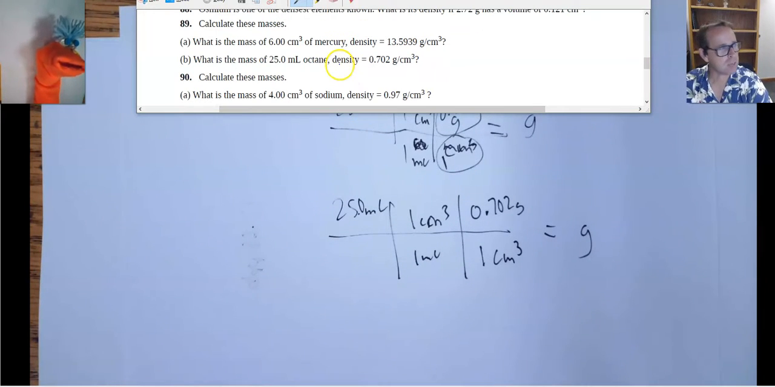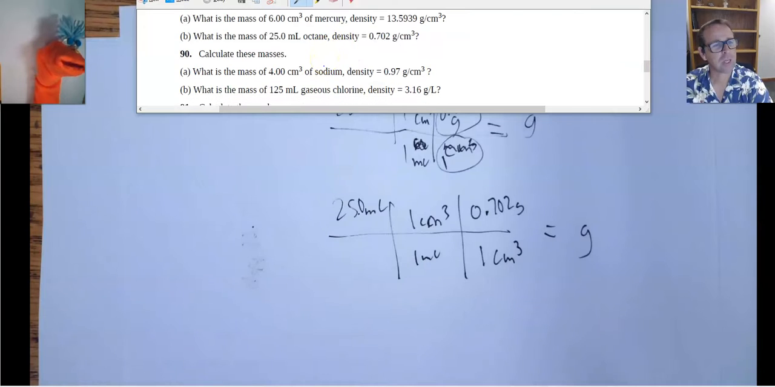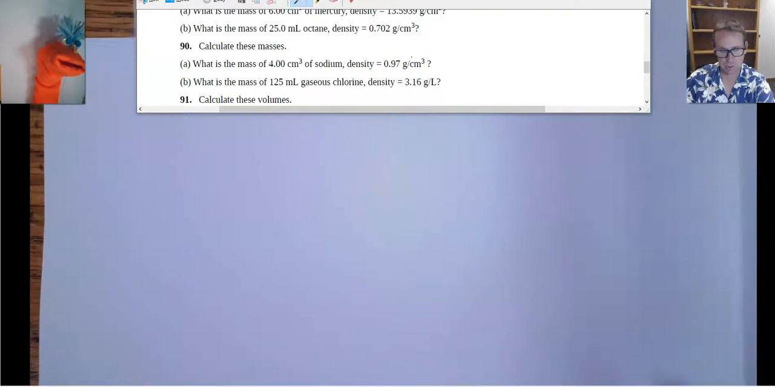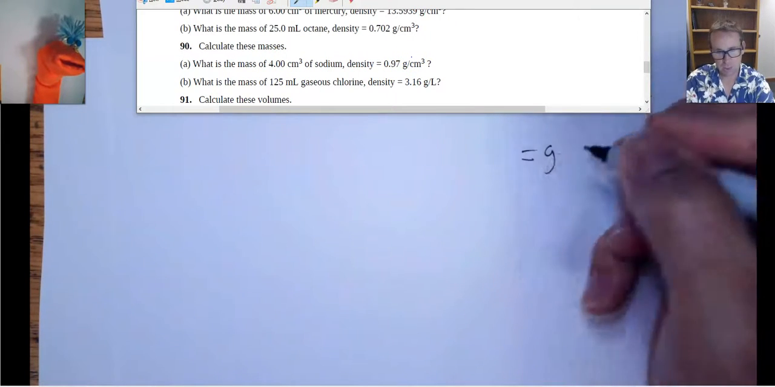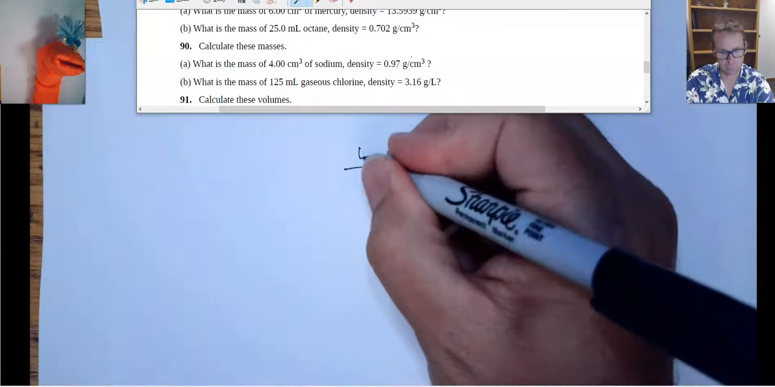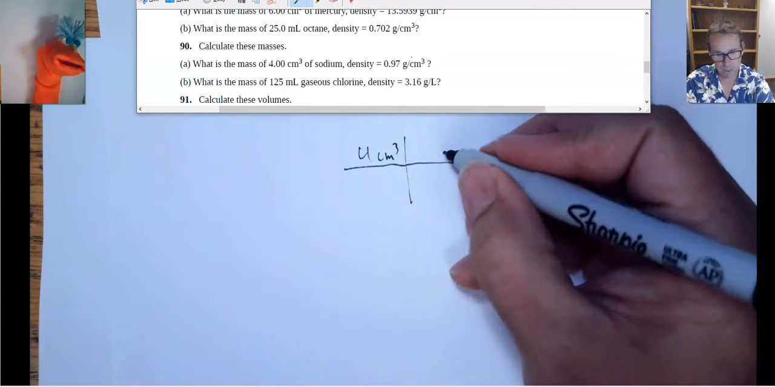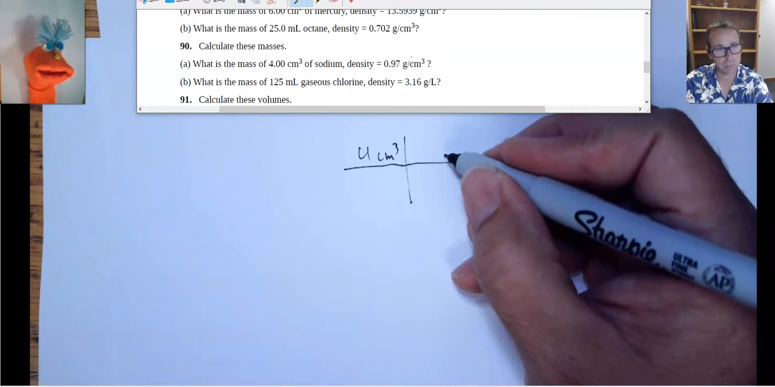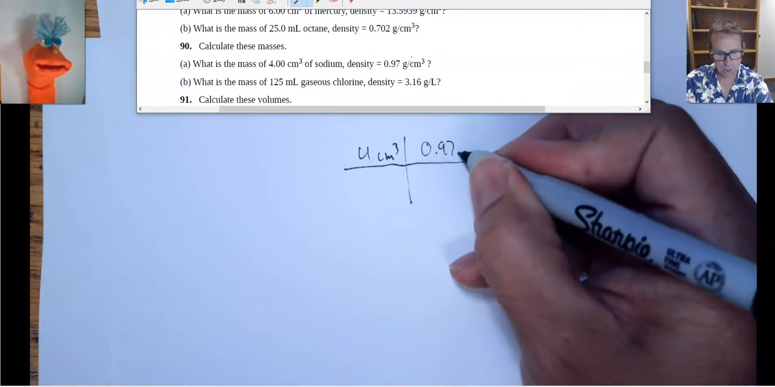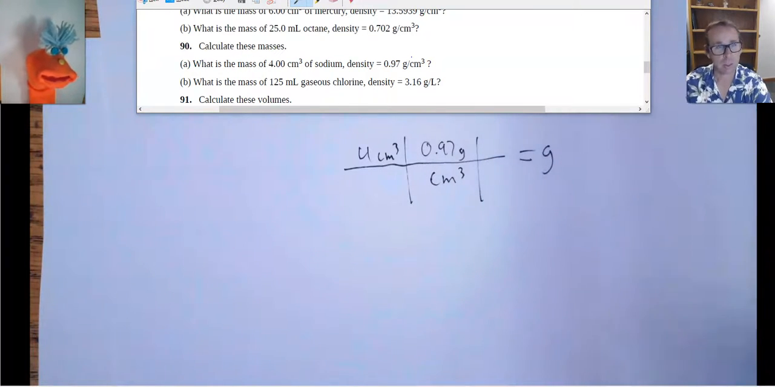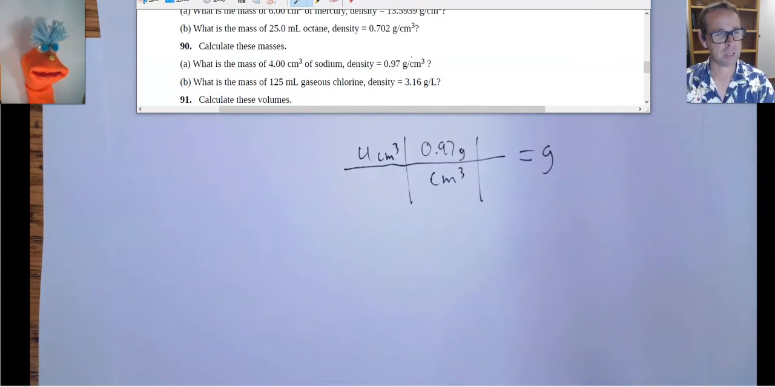Okay, calculate these masses. 4 cubic centimeters of sodium, and the density is 0.97 grams for every cubic centimeter. So I want grams again, and I know that I have 4 cubic centimeters, and it's how many grams per cubic centimeter? 0.97 grams for every cubic centimeter. There we go. Mass of 125 mils of gasoline given its grams per liter.